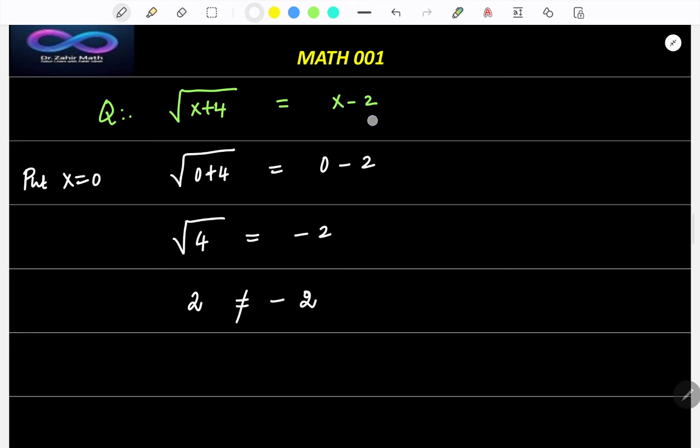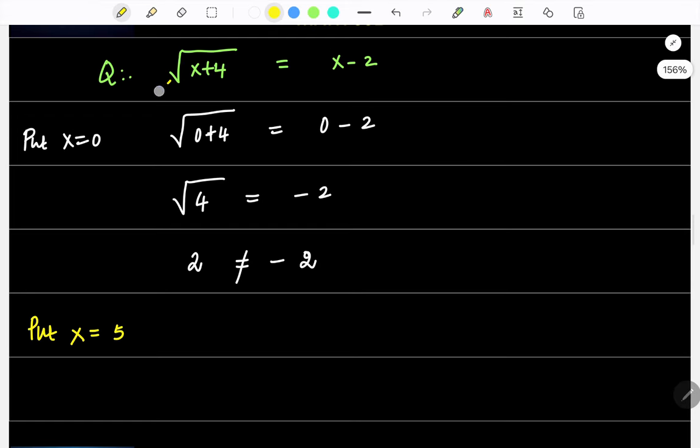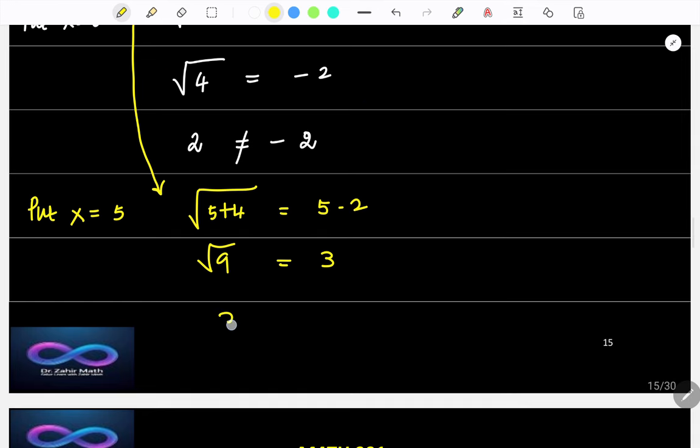Second check. We will go for the next check. Put x is equal to what? Which is the next answer, 5. If I put x is equal to 5 in this equation, square root of 5 plus 4 is equal to 5 minus 2. 5 plus 4 is what? Square root of 9. This is equal to 3. Square root of 9 is what? 3. So 3 equals 3.